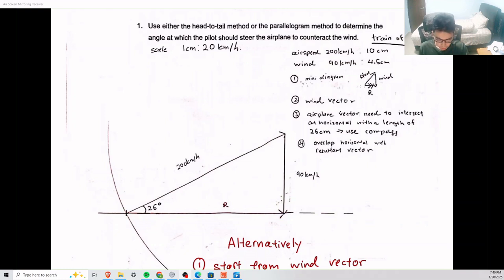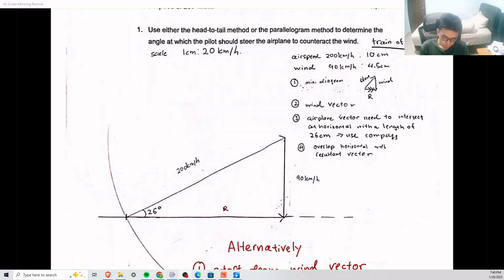So we start again. Horizontal reference. You can put any point here. You can put it here, you can put it here. Mr. Pang will put it here. Vertical vector of your wind speed, 4.5 cm. Using the compass or the ruler, you draw the slanted line such that it is 10 cm and hits the horizontal reference. And then after that you have your resultant velocity. Head to tail.